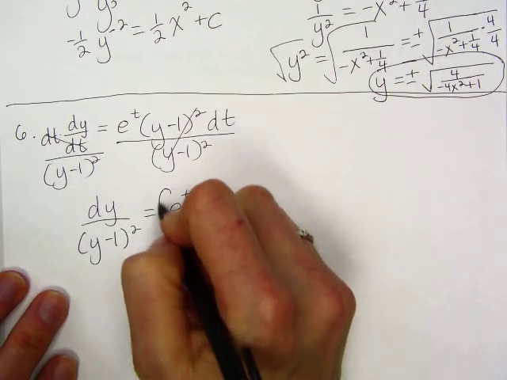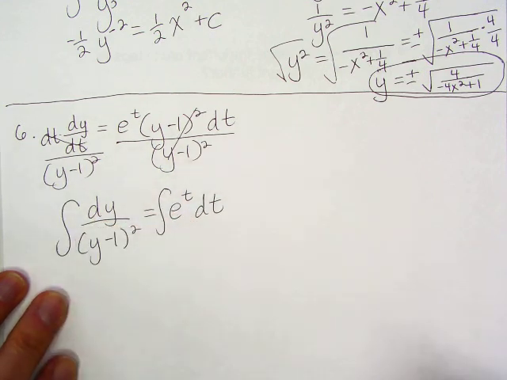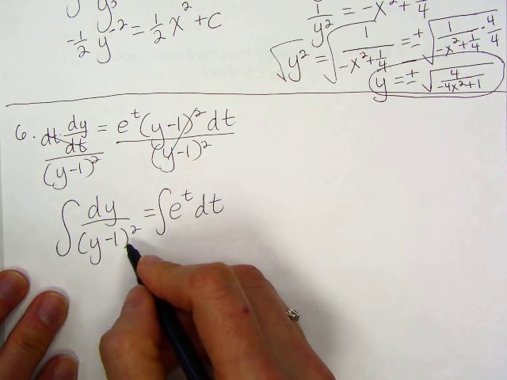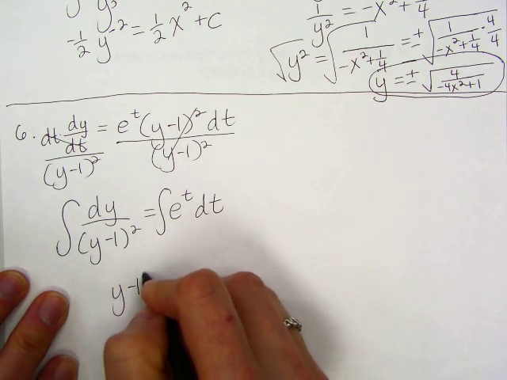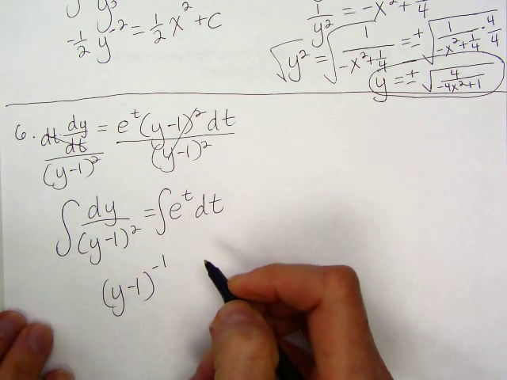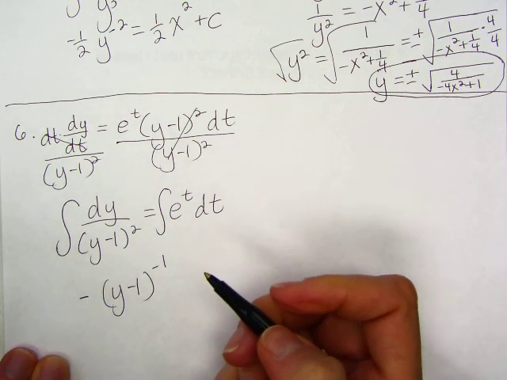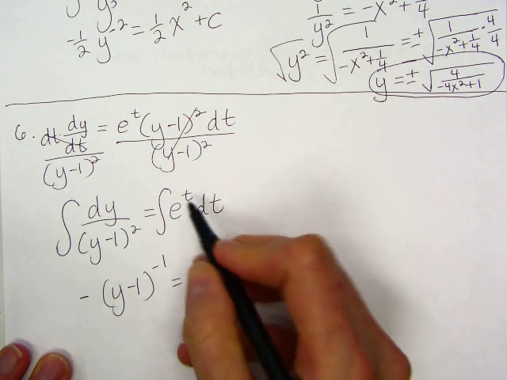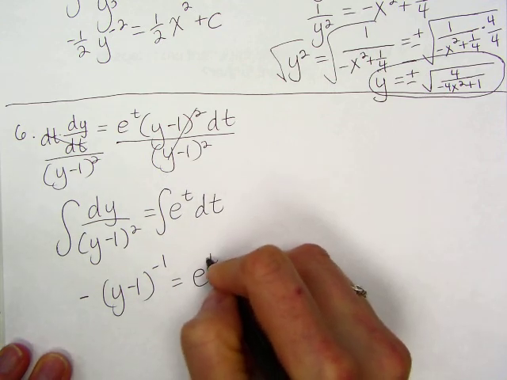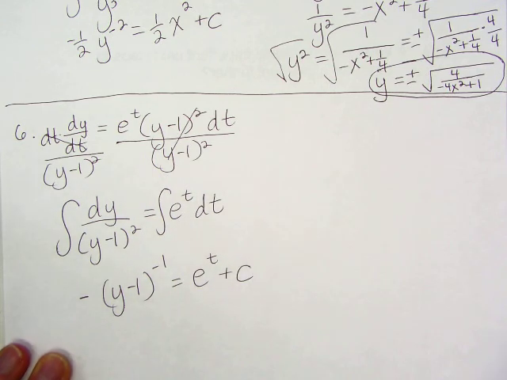We're ready to integrate. And when we integrate, this side, the power has to go up. Right now it's at -2, so it'll go up to -1. But we don't want the negative, so we put that out front. This side, when you integrate a power of e, it stays that power of e, plus c.